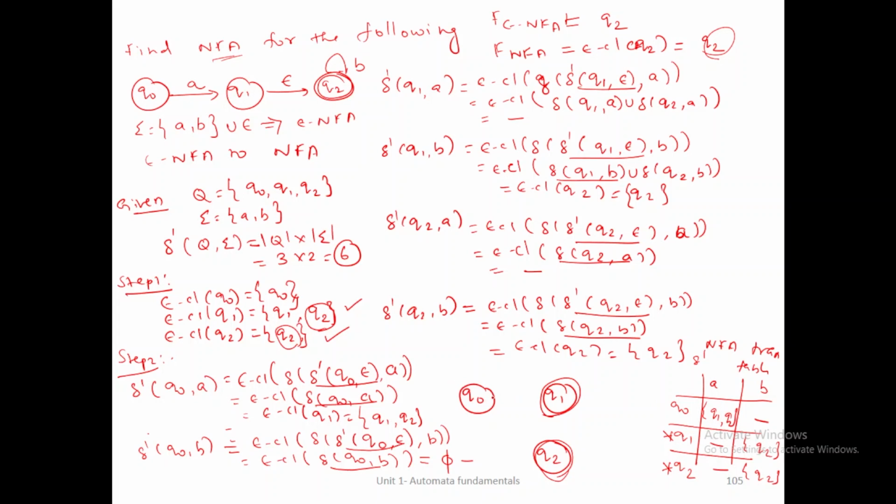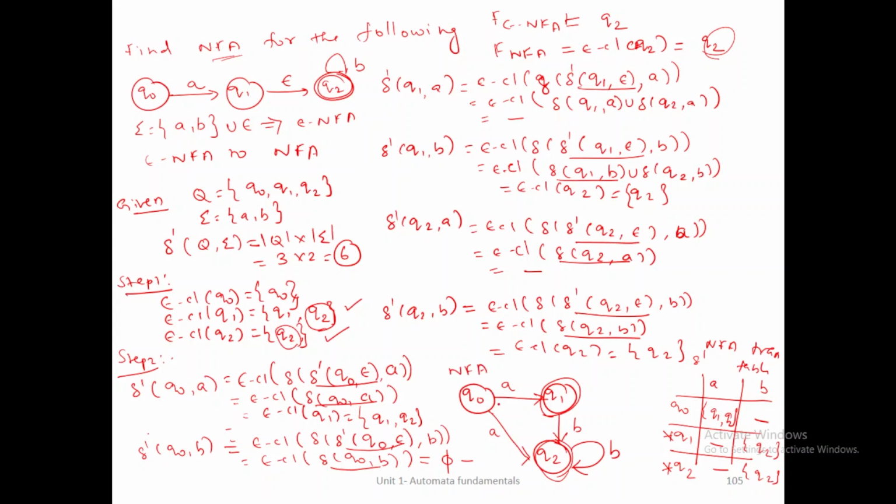Then from the table you draw the diagram. From Q0 with A, how many output paths are there? To Q1 and Q2 with the symbol A. Then Q0B, there is no state. Q1A, there is no state. From Q1 to Q2, the input symbol is B. Then Q2A, no. Q2B, the same state. So this is the NFA diagram. This is the resultant answer.